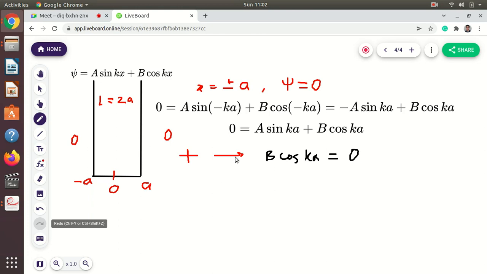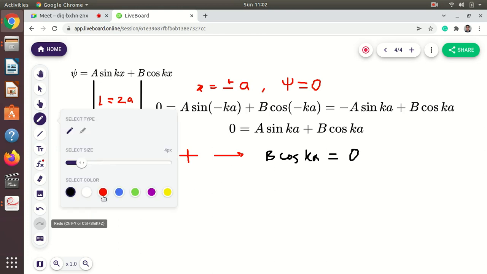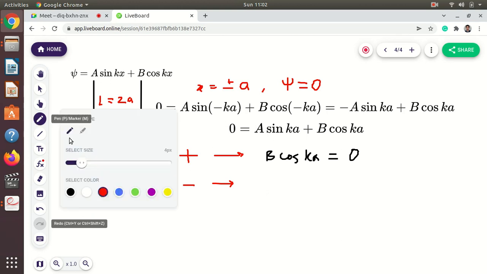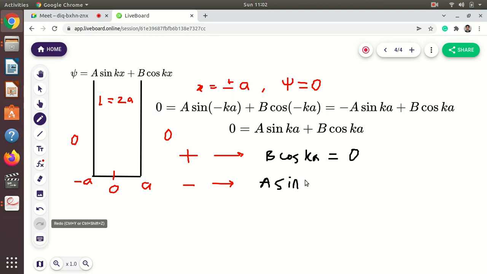And if I subtract these two equations, this minus and this minus will become plus, so this will be 2a sin ka, and these two parts will get cancelled because of subtraction. Again we can divide by minus 2. So what condition can I get? a sin ka is equal to 0.